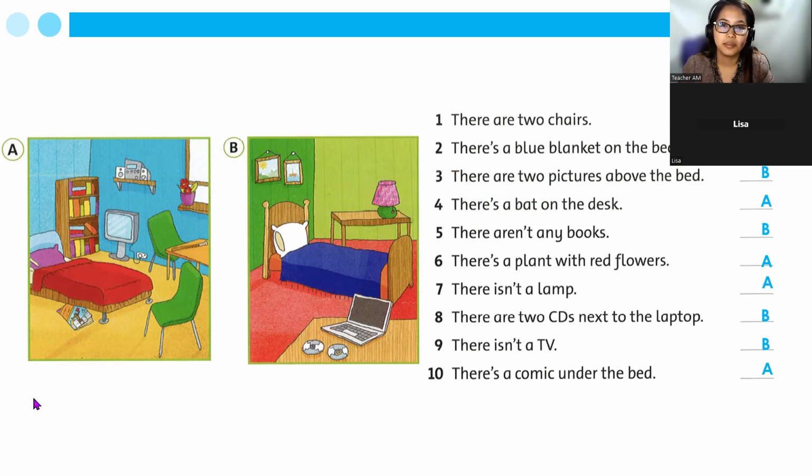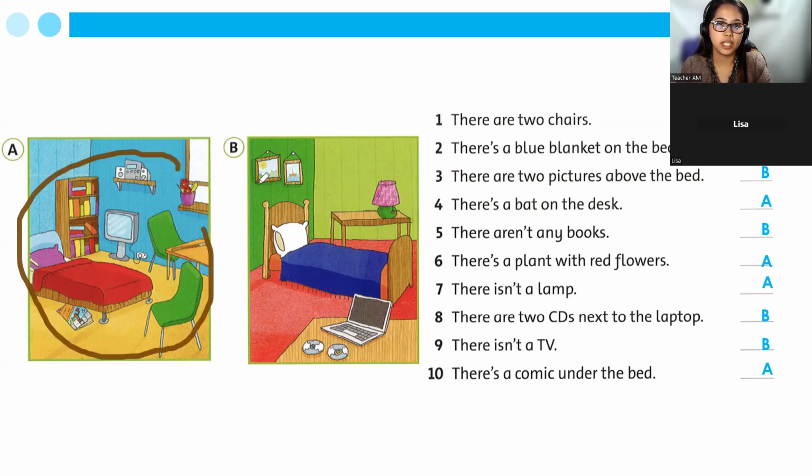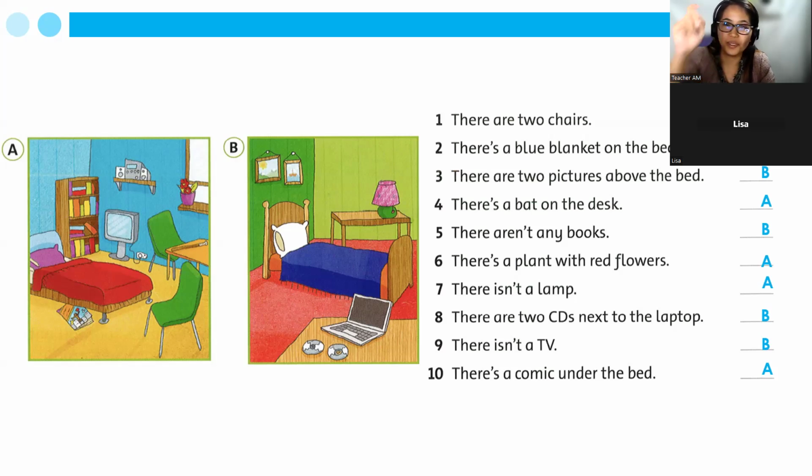Why is that? Why is this nicer than picture B? There are many things. Also, I have a TV, a book, and a window. Very good. Nice choice, Dolin. Wow. So you did a great job, Dolin.